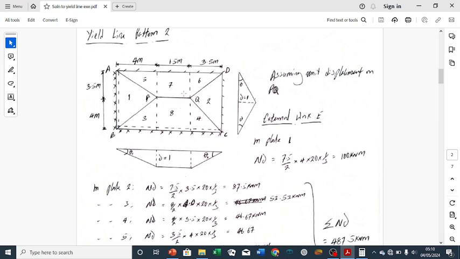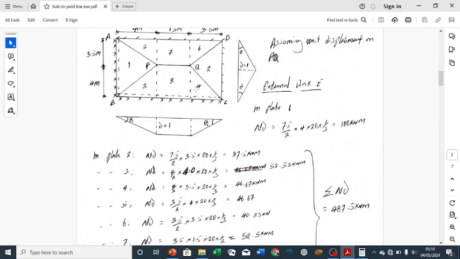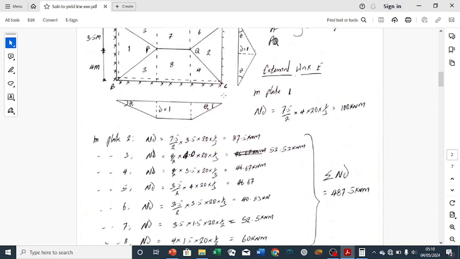So with this, it is similar to the first one. The only thing is the change in dimension. So we can go ahead and calculate for external work. In this case, plate 1 and plate 2 are not the same. All the plates are different. So we are going to calculate it plate by plate.